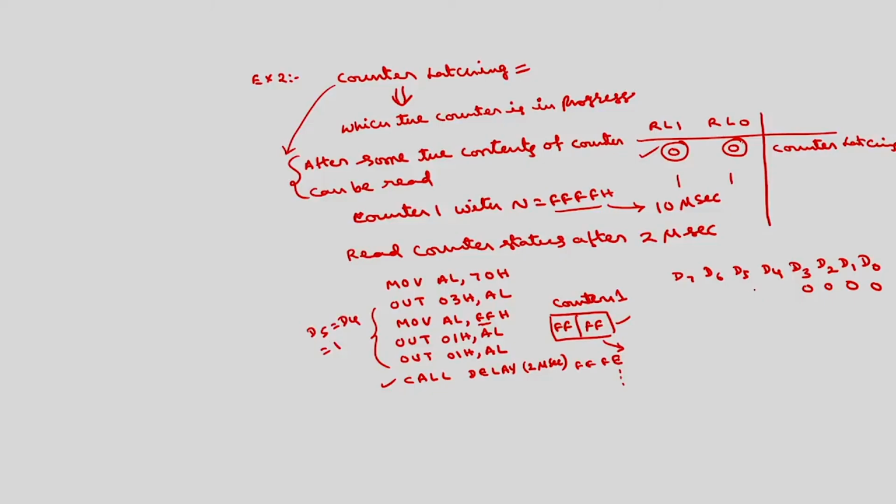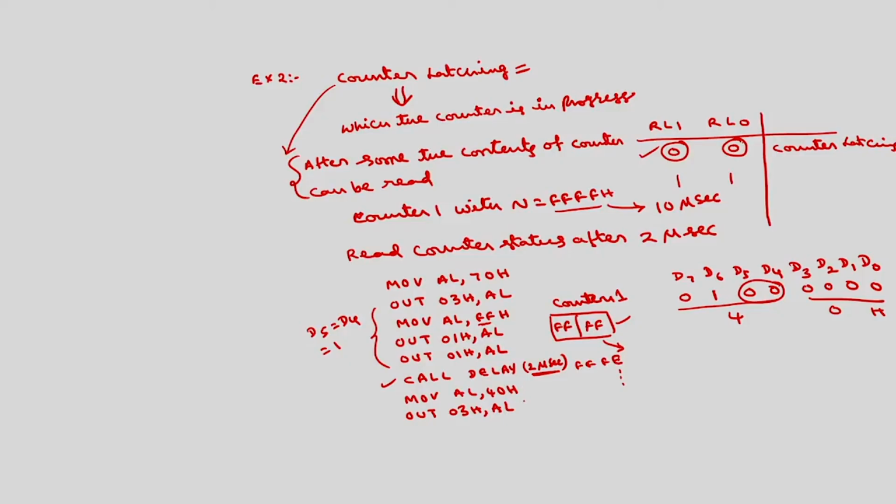But now to latch, these two bits should be zeros, and because this is counter 1, these 2 bits will be 0 1. So now what will be the control word? This is 40H. For the latching operation, after this many seconds I want to latch. So what is to be loaded into the control word register is MOV AL, 40H, then OUT 03H, AL. Now I have loaded this control register with 40H, which corresponds to latching of the counter.